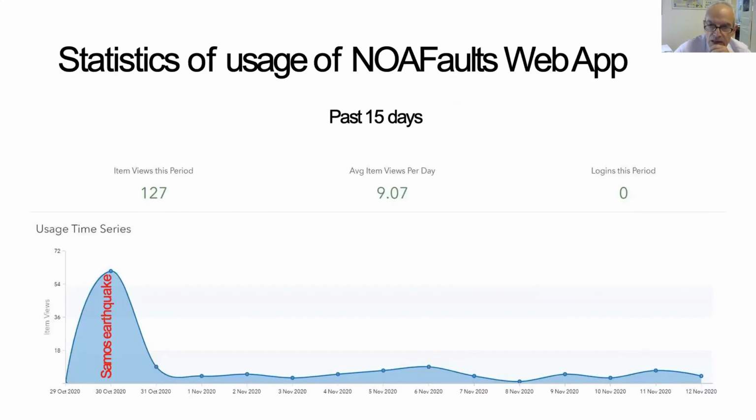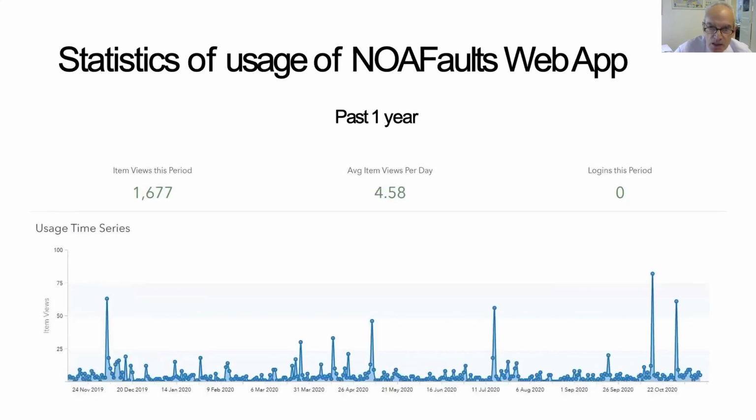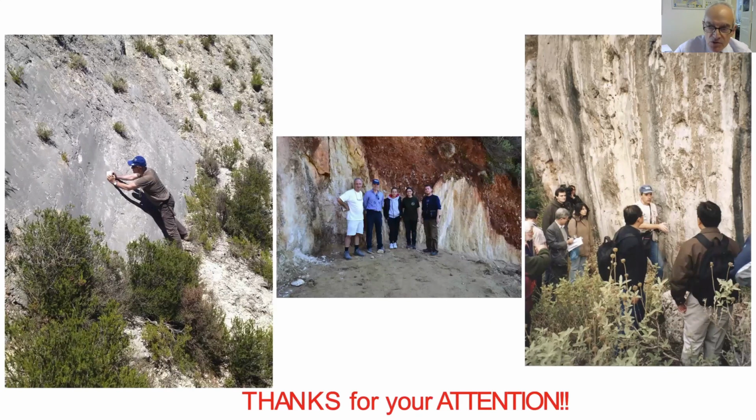Next one. The usage of the NOAA Faults, very, very nice, a lot of users. Like last week, for example, we had the Samos earthquake. We had 127 hits. And the last year was about 1,677 views of this database. I mean, users, they use the data. And that's all. Thank you very much.